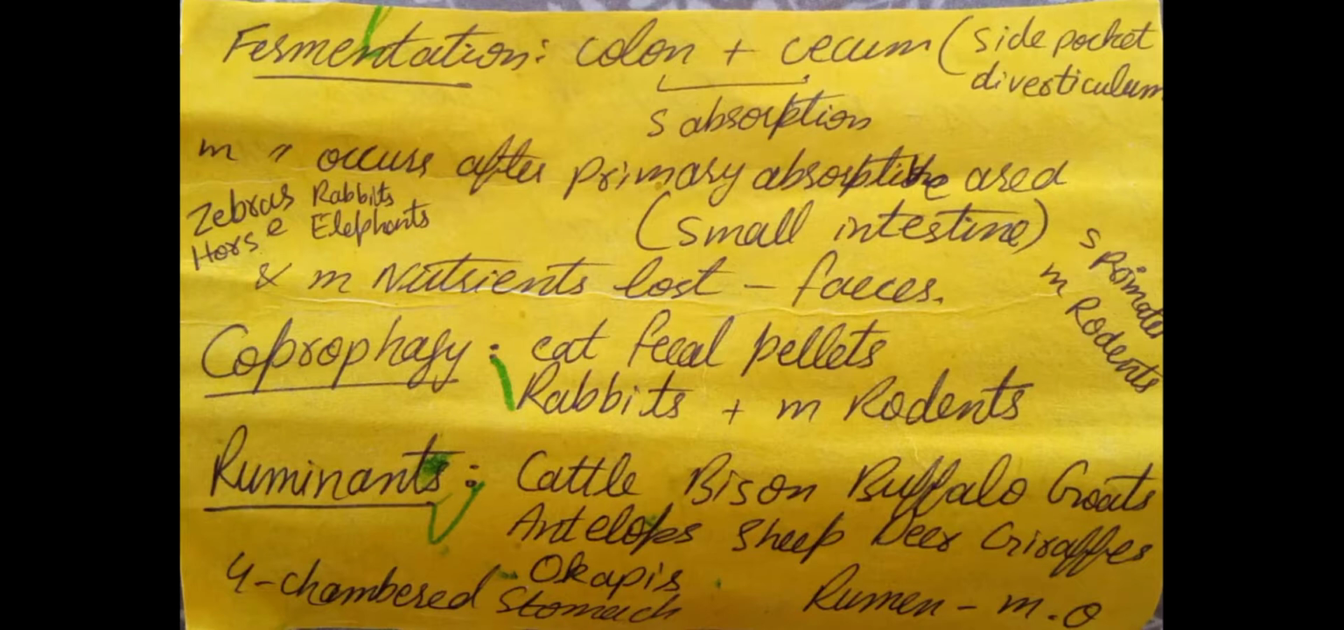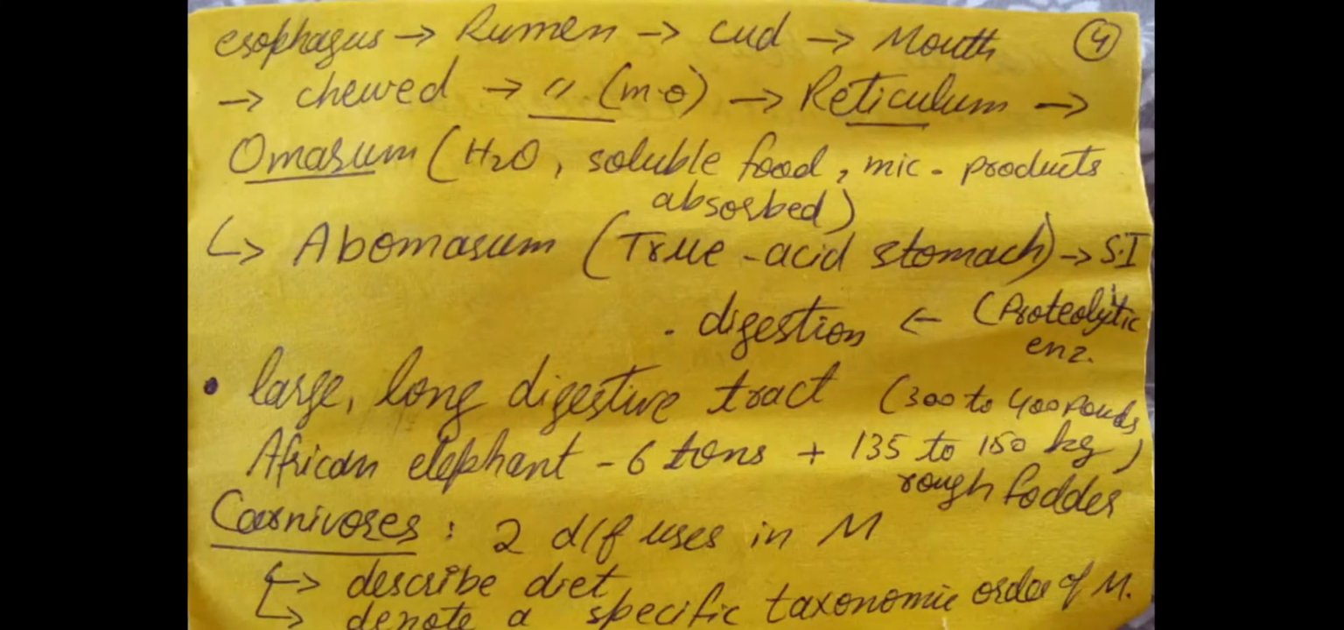Cattle, bison, buffalo, goats, antelopes, sheep, deer, giraffes, okapis have a four-chambered stomach. Their rumen, a chamber of the stomach, has microorganisms. Food from the esophagus enters the rumen, is converted into cud, and the cud is then returned to the mouth. It is re-chewed. Then it enters the rumen where microorganisms are present. Microorganisms act on the chewed food. Then food enters the reticulum, the second chamber after the rumen.